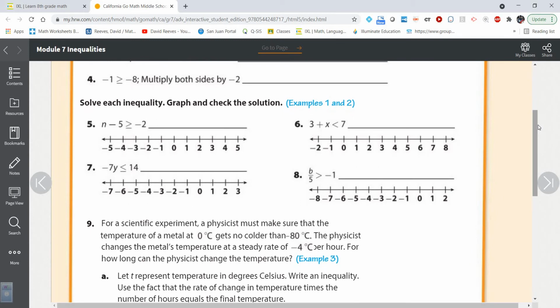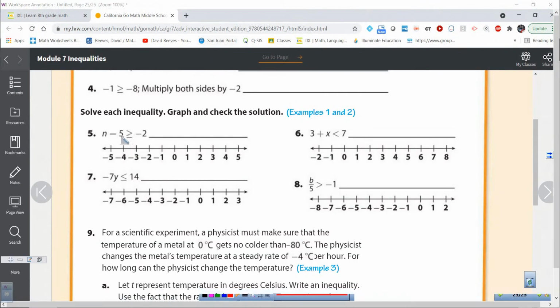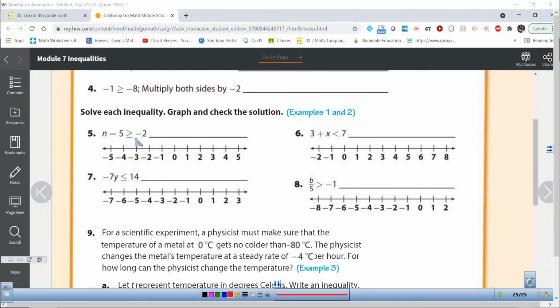All right, solving and graphing inequalities. Remember, solving an inequality is just like solving an equation. You want to use the inverse operation. So on this one, I would add 5 to both sides. On this one, I would subtract 3 from both sides. On this one, I would divide both sides by negative 7. And on this one, I would multiply both sides by 5.